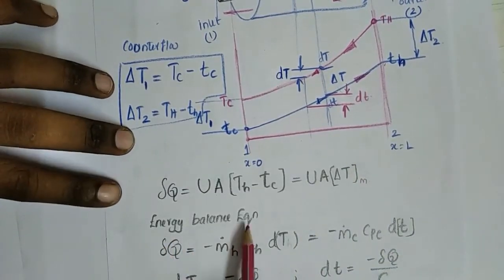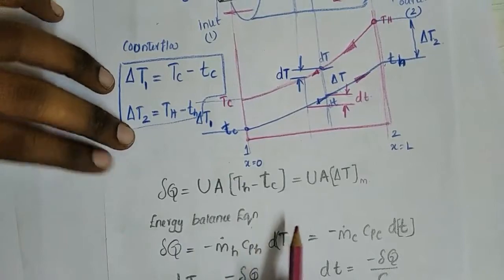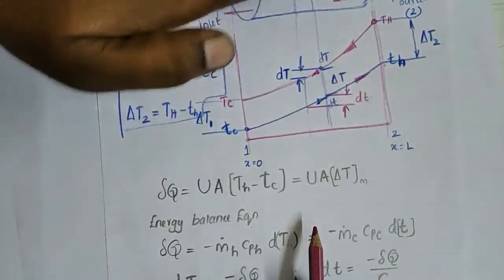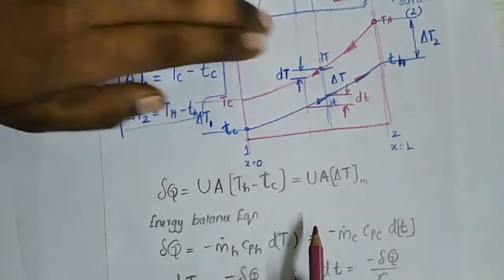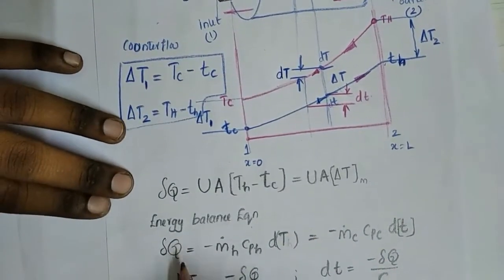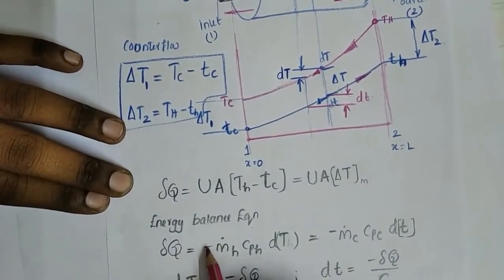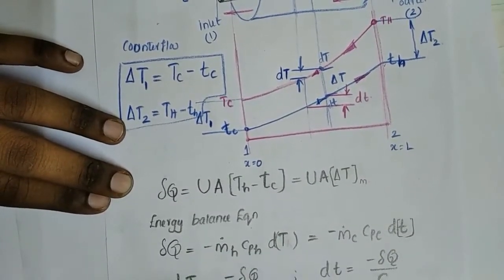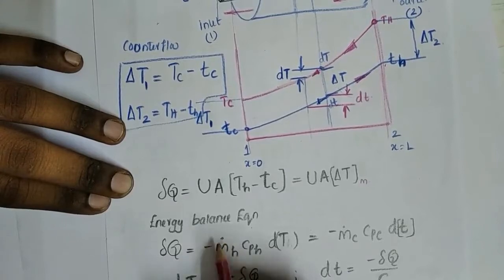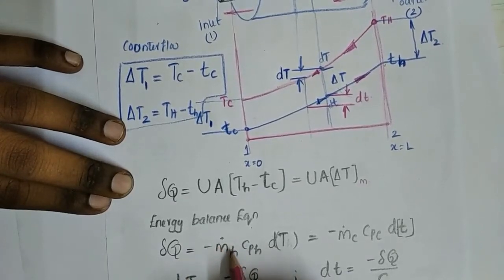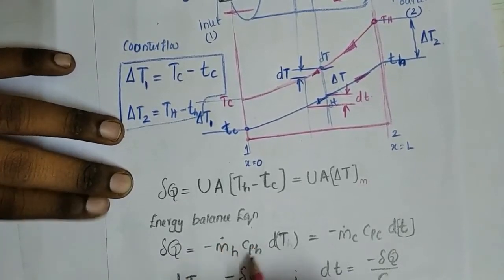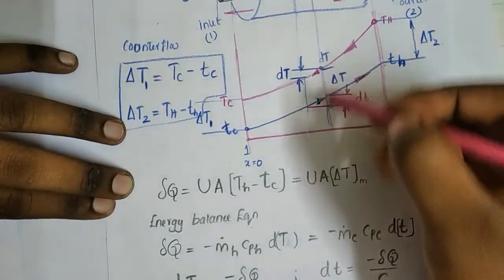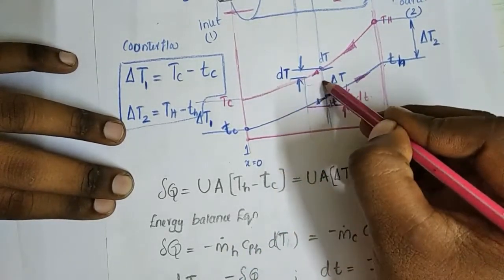Now, as per the energy balance equation, we know that the heat lost by the hot fluid should be equal to the heat gained by the cold fluid. By the energy balance equation, del Q is equal to minus m dot h into Cph, the specific heat capacity of the hot fluid, into the change in temperature along a particular length. The minus indicates the heat is going out of this fluid. This is a particular length.